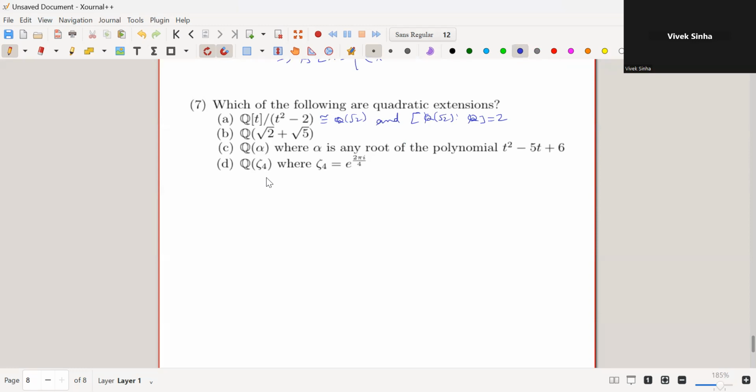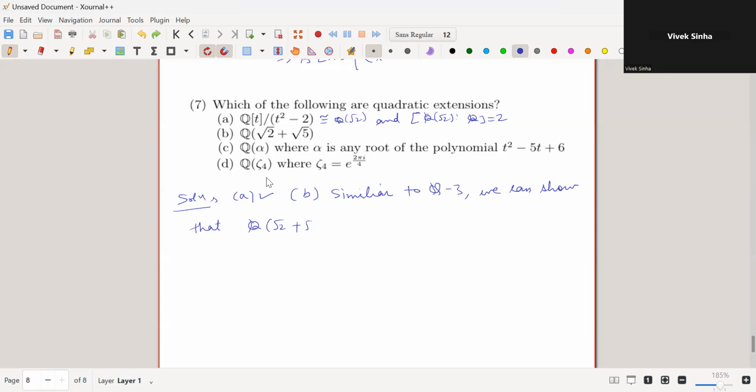Yes. The second one is okay. We have already seen such a situation earlier, similar to question number 3. We can show that Q(root 2 plus root 5).